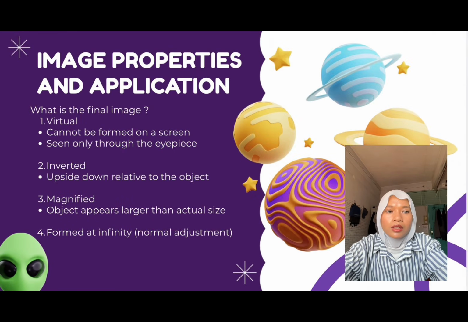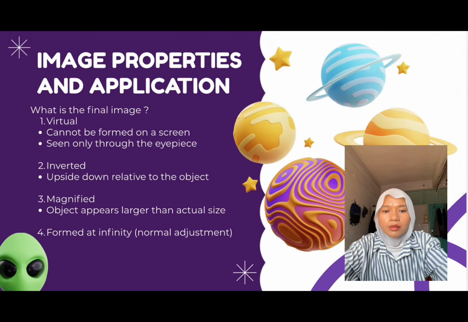I will explain the properties of the final image produced by a refracting telescope. The first property is that the image is virtual. A virtual image cannot be projected onto a screen because the light rays do not actually meet at the image position. Instead, the image can only be observed through the eyepiece.